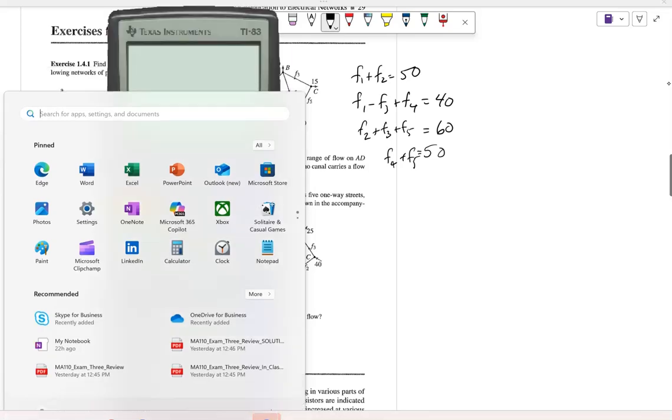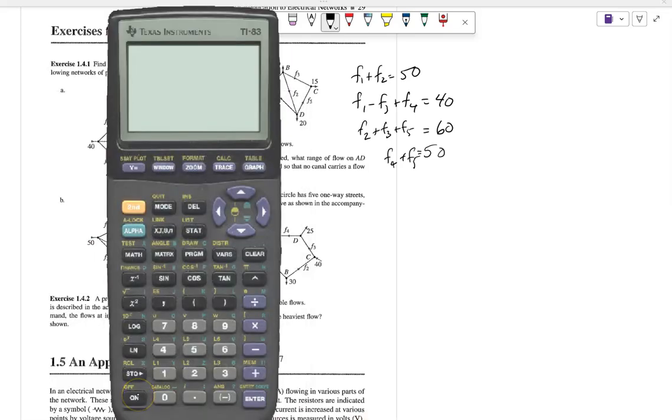Let's see if I can put this in the calculator here. So we set up this equation last time. So going to our matrix here, we've got, again, 4 equations and 5 unknowns. So I'll need a 4x6 matrix here to enter everything in. Right, I need the 4 rows for the 4 equations, a column for each of the variables, and then a column for the constants.